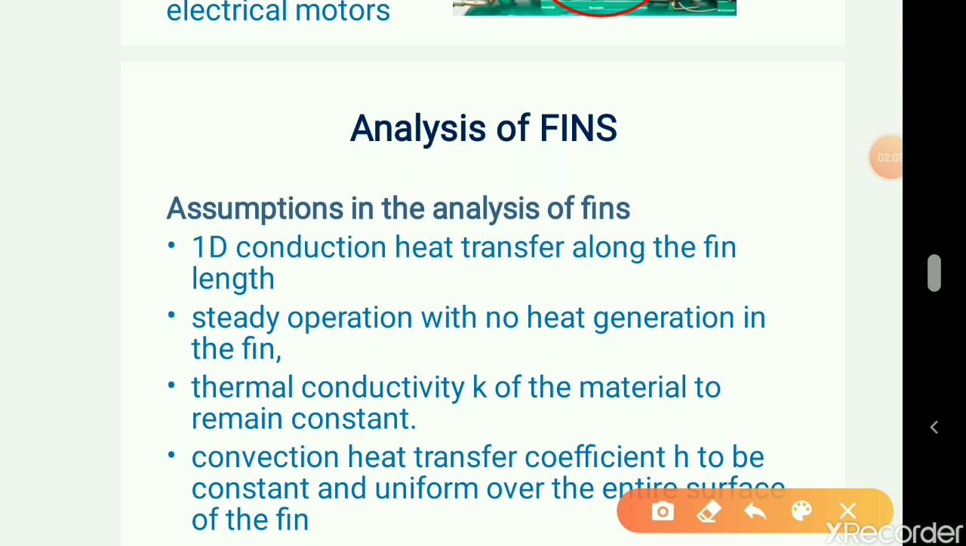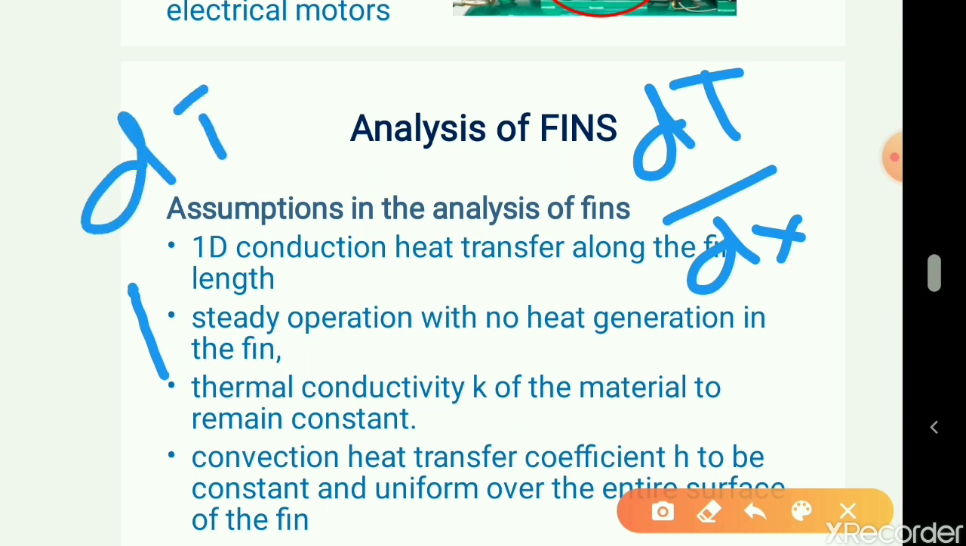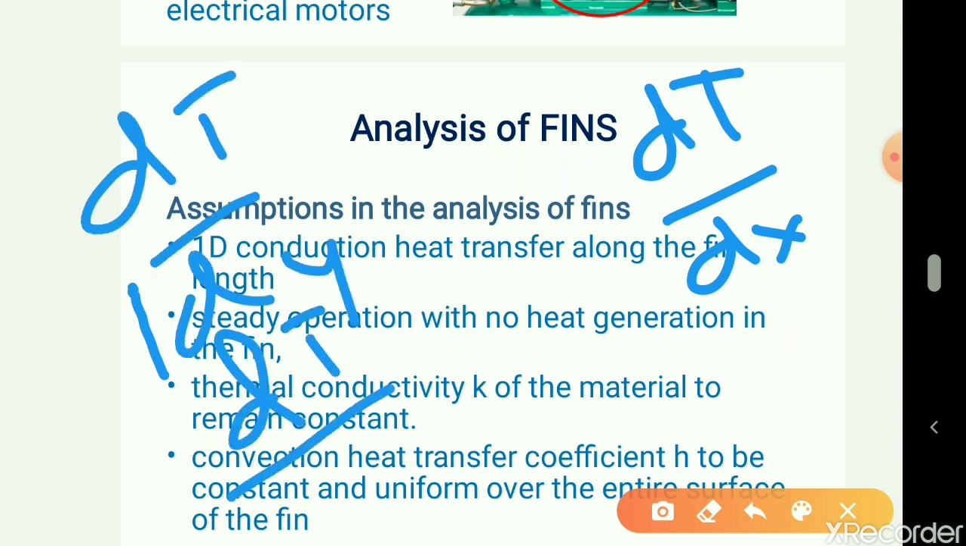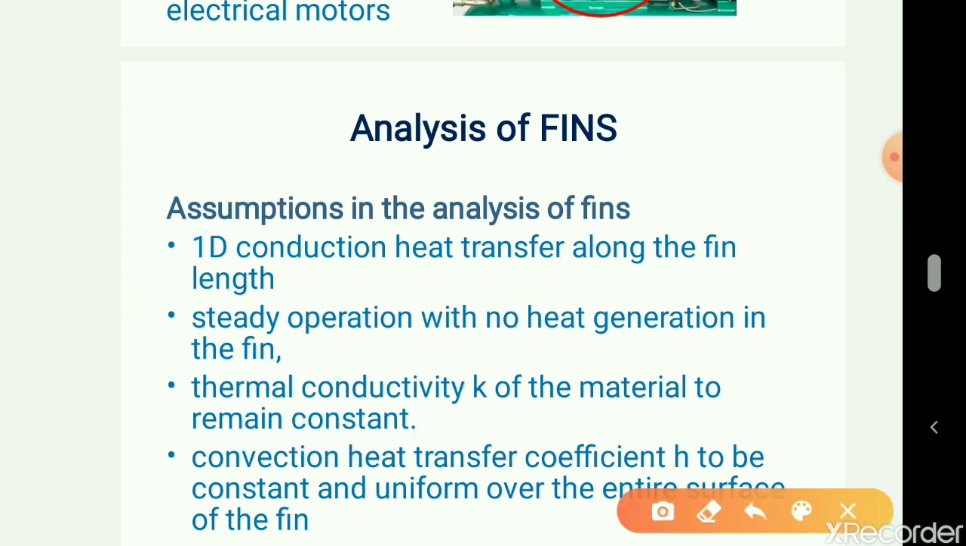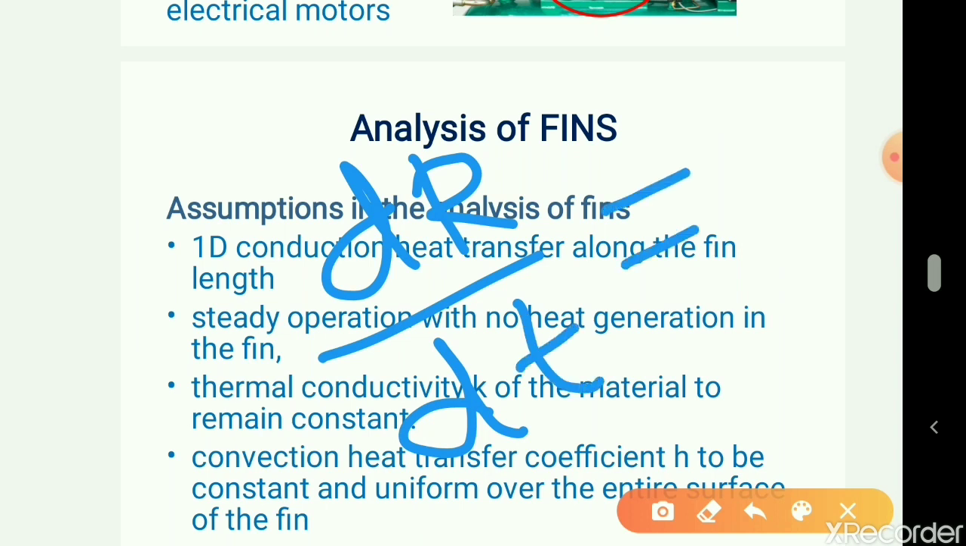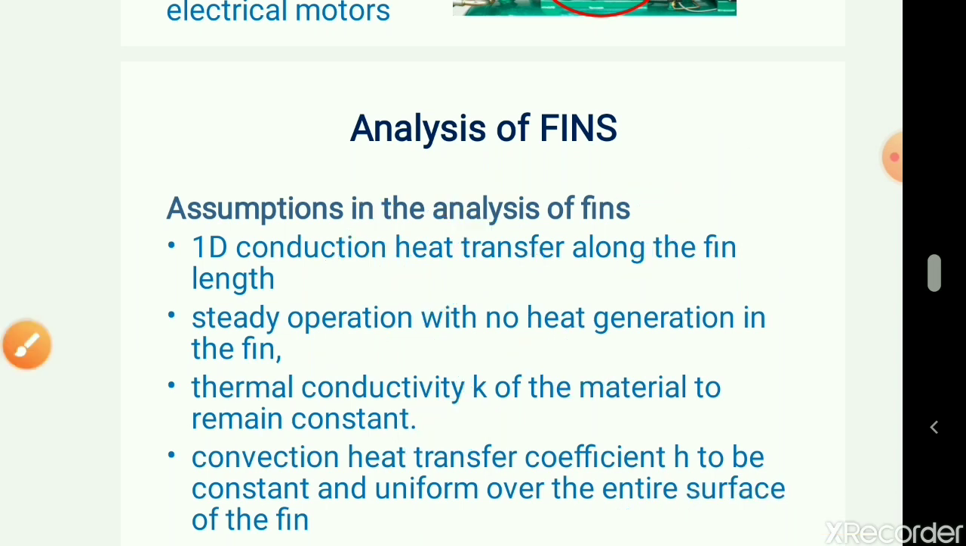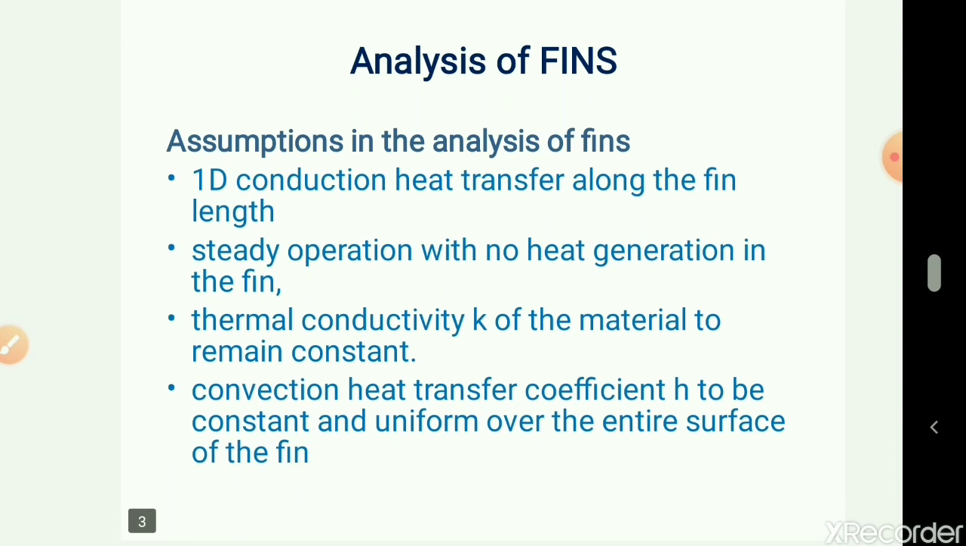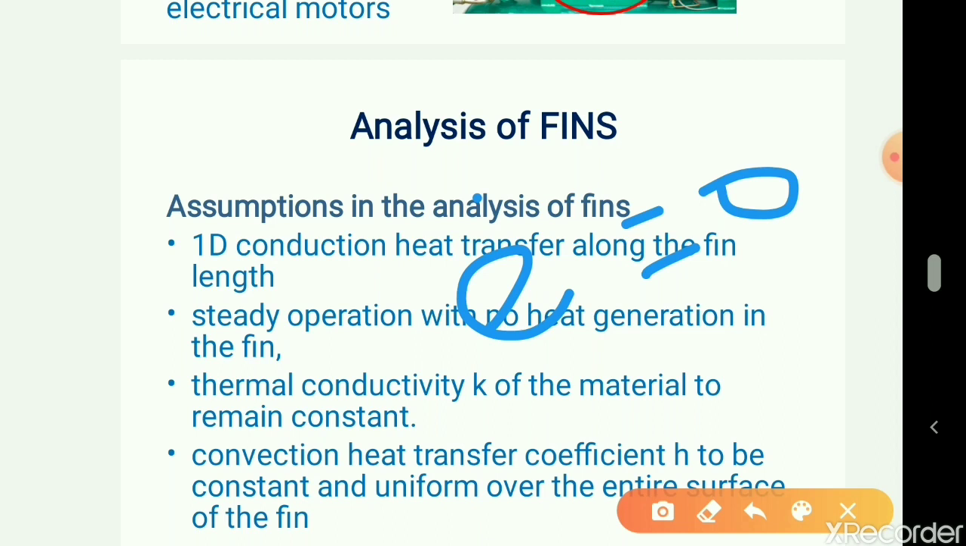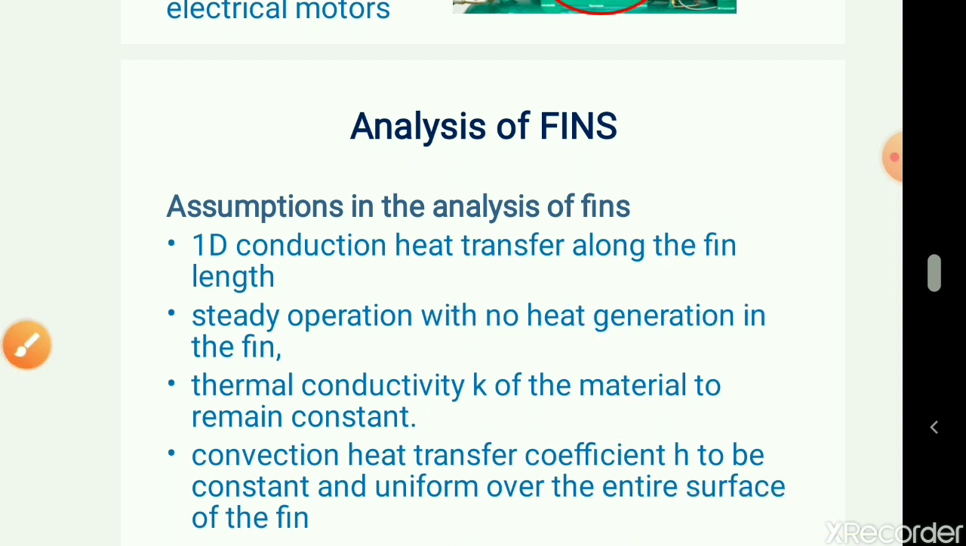Next we see the analysis of fins. The important assumptions that are taken in the analysis of fins are: the first one is one dimensional heat transfer along the fin length, which means the temperature gradient exists only along the fin length, which means dT/dx exists and dT/dy and dT/dz equal 0. The second assumption is steady operation, which means the properties are not going to change with time, which means dT/dt equals 0, and with no heat generation in the fin, which means there is no internal heat generation within the fins, which means volumetric heat generation equals 0.